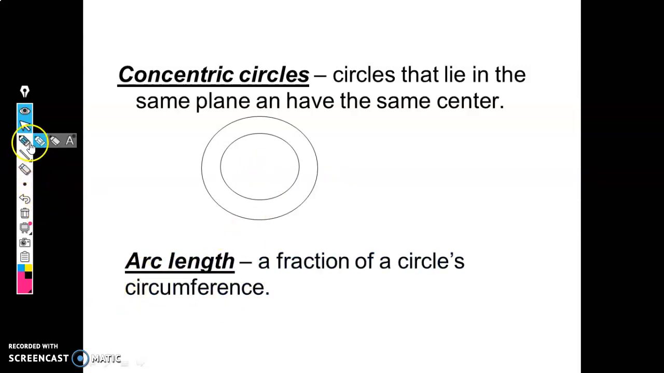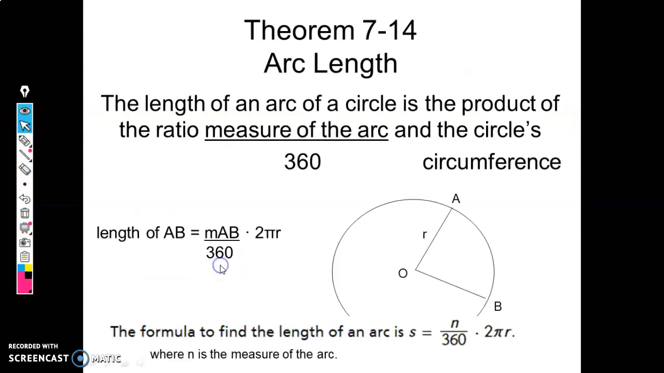All right, but the more important definition here is arc length, which is a fraction of a circle's circumference, okay? So it's like the distance. So you have a circle, the whole way around the circumference. The arc length would be the distance from here to here, okay, on the circle, okay? And it could be really any distance around the circle. Arc length. Distance around the circle partways, okay? That's arc length.